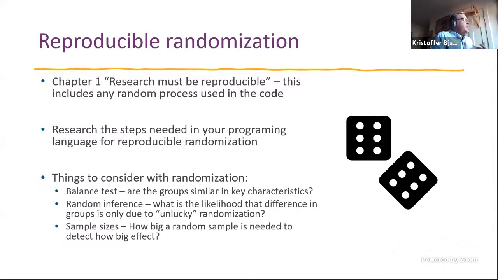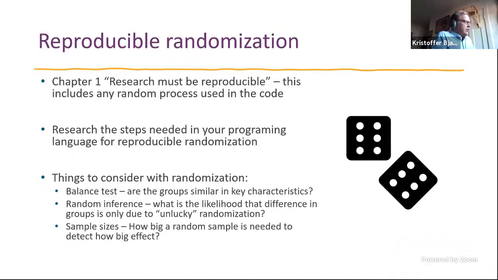Randomization inference is a way to test the likelihood that the difference observed between groups is due to an unlucky randomization. This is a very good thing to know. And if you see that the likelihood is too high, you might have to increase your sample size or change your research design in some other way.